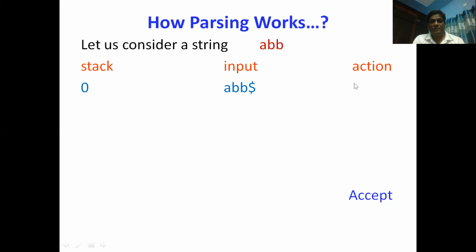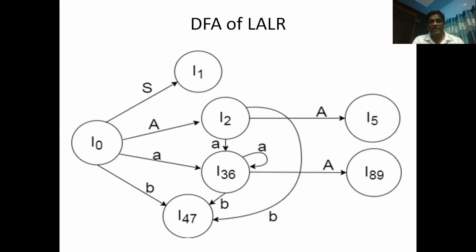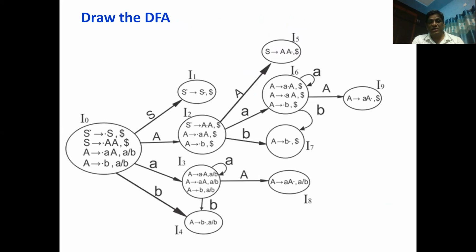So that's all with this LALR parser. What you need to understand is LALR parser is same as CLR parser, except that after calculating the canonical collection of LR(1) items, you will be identifying the states in which the productions are same but maybe the lookahead symbols are different. So identify such states and merge them into a single state.